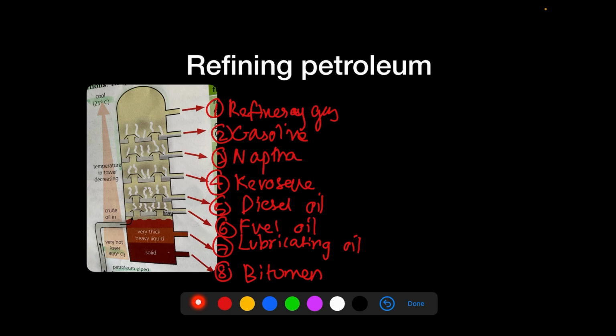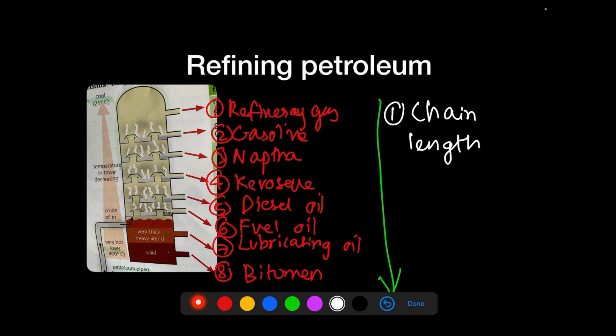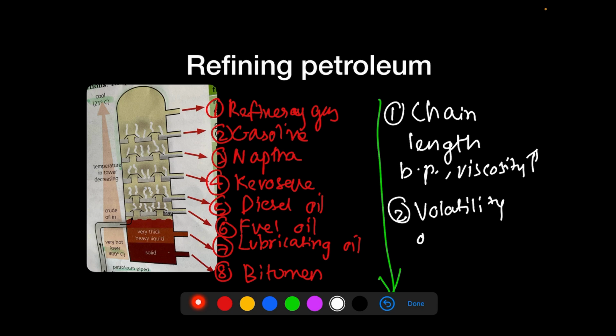So as we go down, the trends shown are: firstly, chain length, boiling points, and viscosity increase as we go down. And secondly, volatility and flammability decrease as we go down. You can take a screenshot of this.